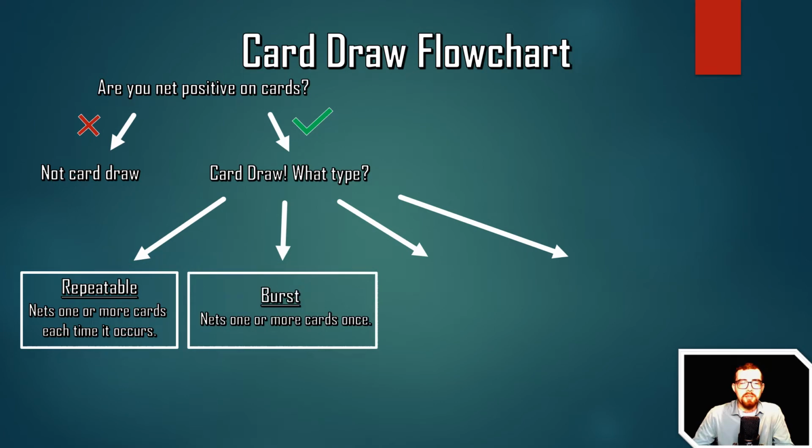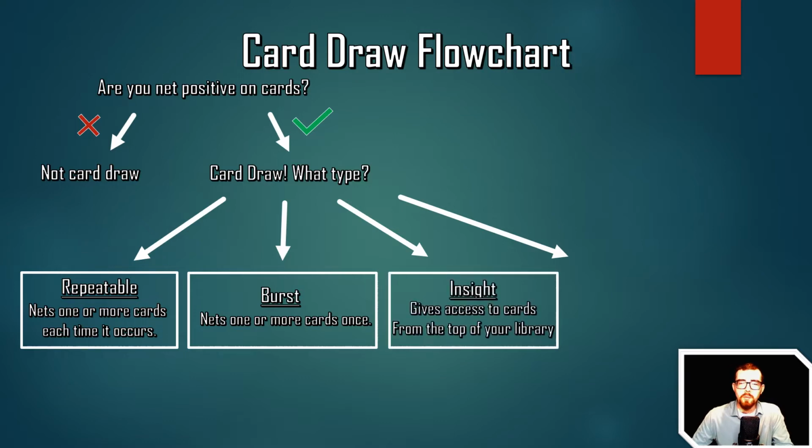Our second type is burst card draw, which nets one or more cards exactly one time. So burst card draw is fast, you get a lot, but it only happens once. A lot of sorcery spells and instant spells qualify as burst draw. There are some types of impulse draw, which we'll talk about in a second, that I would qualify as burst draw.